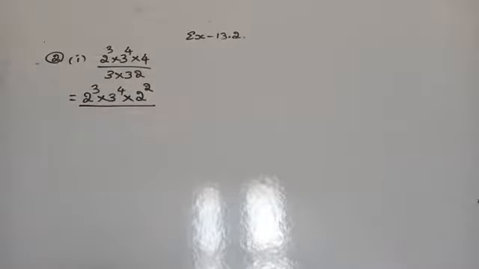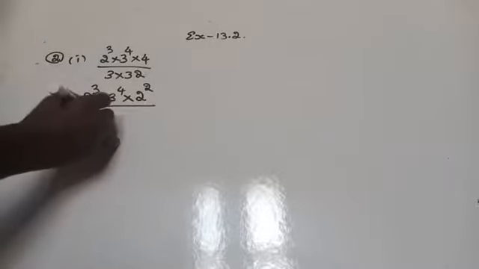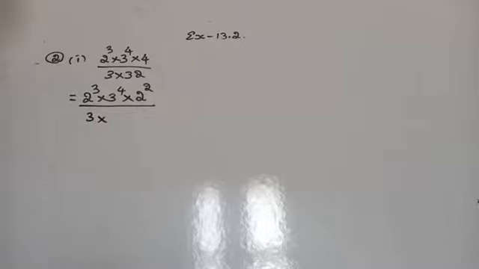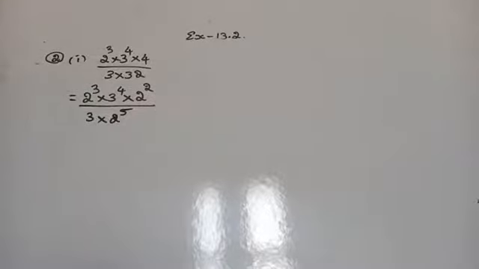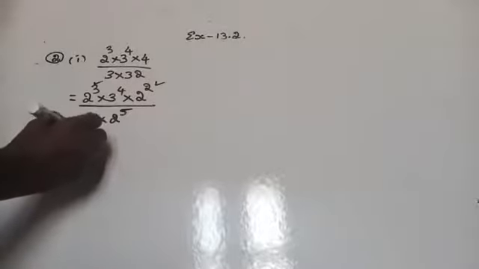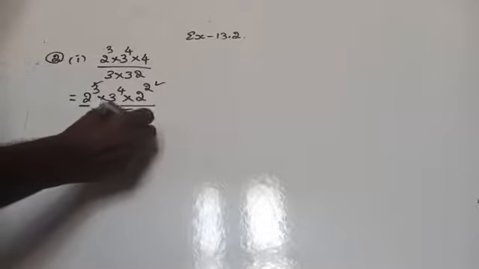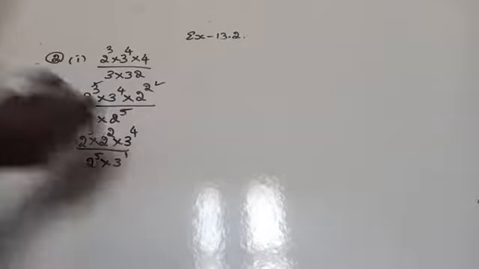Am I right here? Yes. Now express it as the product of primes. 32, do the prime factorization. Prime factorization of 32 is 2 to the power 5. Now again, 2 power 3 into 2 power 2 into 3 power 4 by 2 power 5 into 3, and 3 can be written as 3 to the power 1.